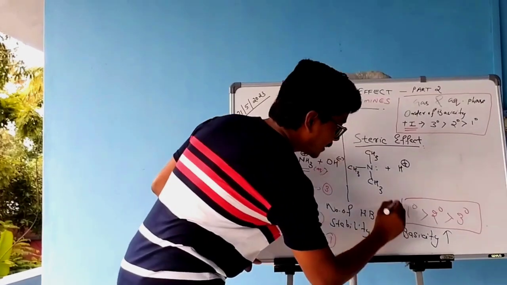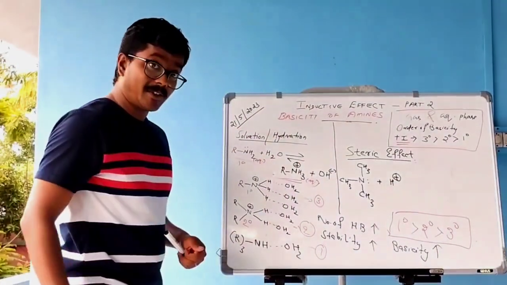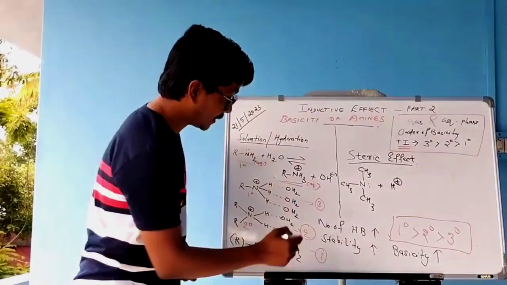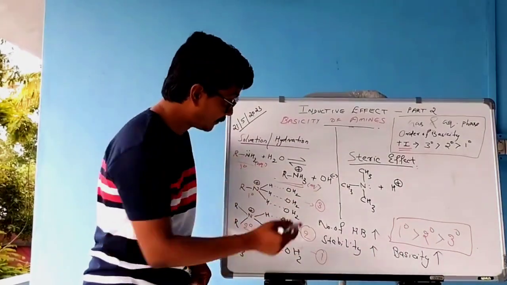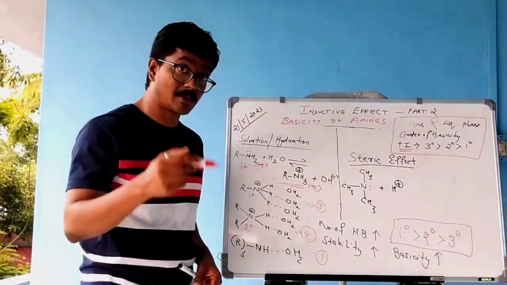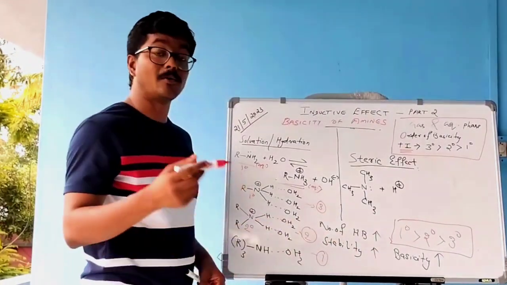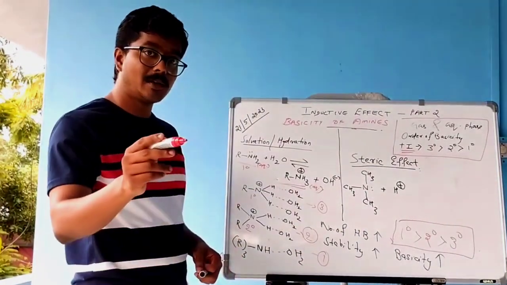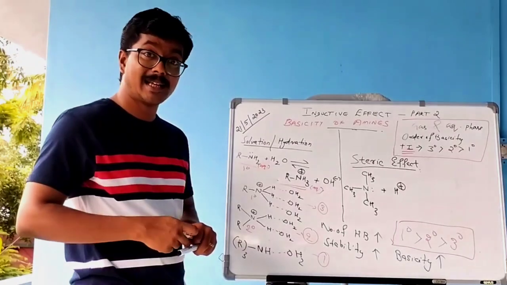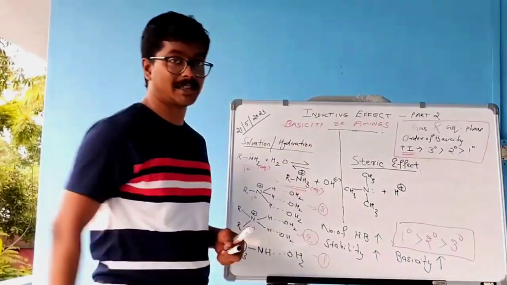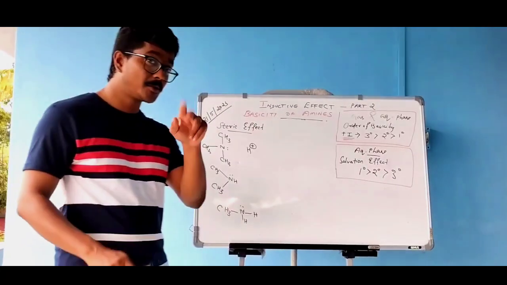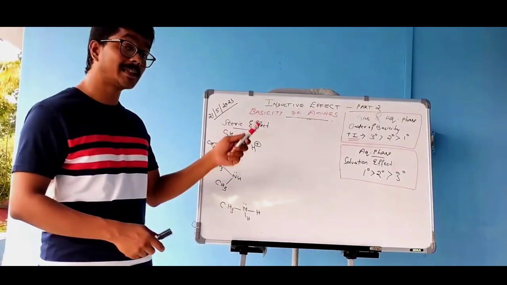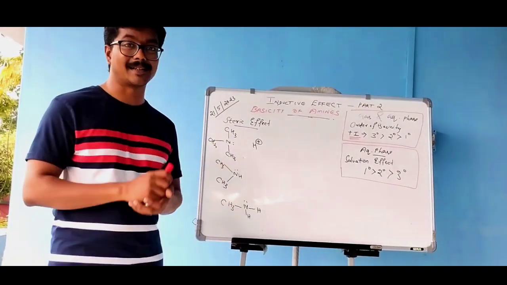When we consider the solvation effect, the order of basicity will be primary greater than secondary greater than tertiary. The concept is when the number of hydrogen bonds increases, the stability of alkyl ammonium salt also increases, and the basic character of the corresponding amine is very high. Okay, the order will be this. So we move on to the next factor, steric effect. We discussed two factors, plus I effect and solvation effect, on the basicity of amines. So move on to the third factor, steric effect or steric hindrance.